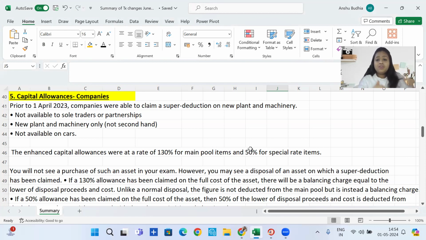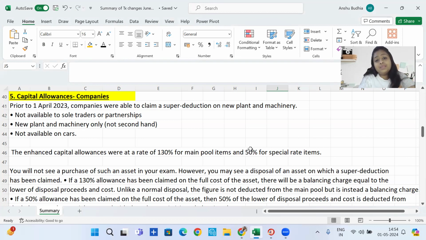This means in your exam, you will not find a single question that gives you a scenario where the company has bought new plant and machinery in the tax year starting 1st April 23 onwards, or in the period starting 1st April 23 onwards. So you will not have any questions based on them. But what you will find questions would be on the disposals.